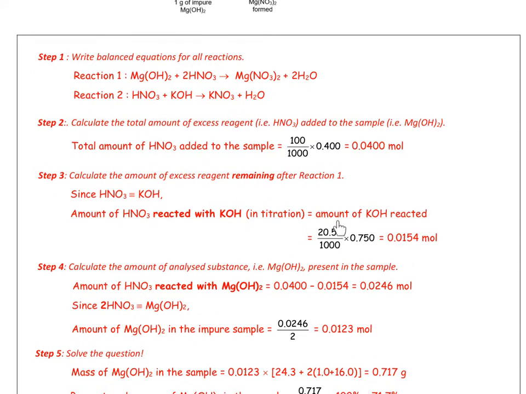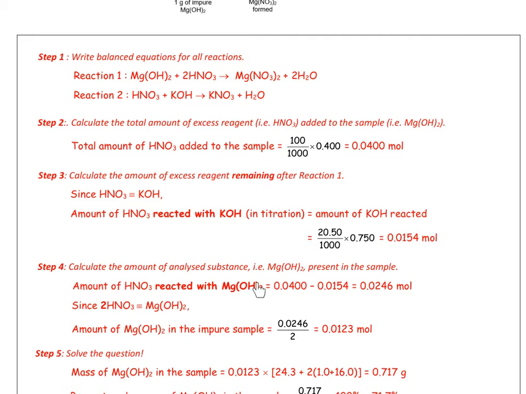After you got this already, then we'll move on to the next step. The next step is move from the back already. So we go all the way to the back. We find out the number of moles of your HNO3 that has been left over, called the remaining: 20.5 divided by 1000 times 0.7. So you get the number of moles of your nitric acid. This is the remaining. Remember remaining amount? Do you know the initial? You know the remaining? You find the difference. 0.0246.